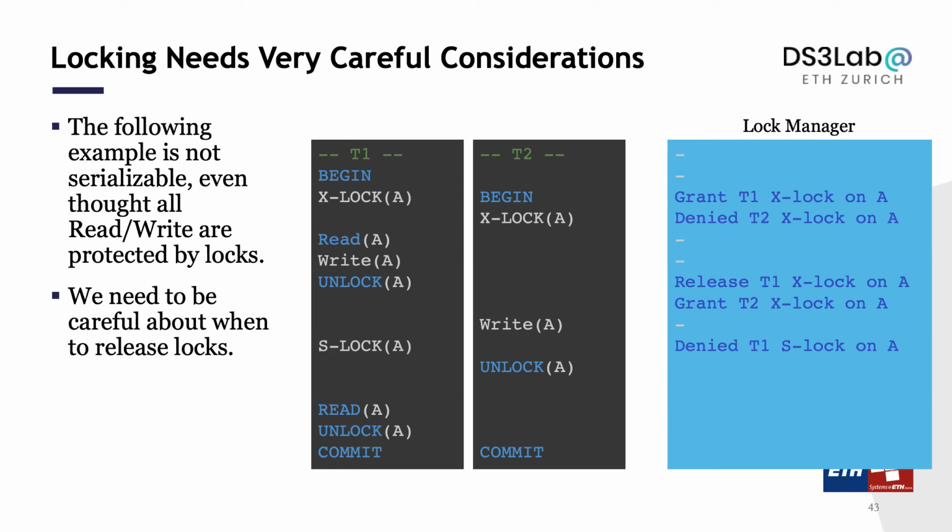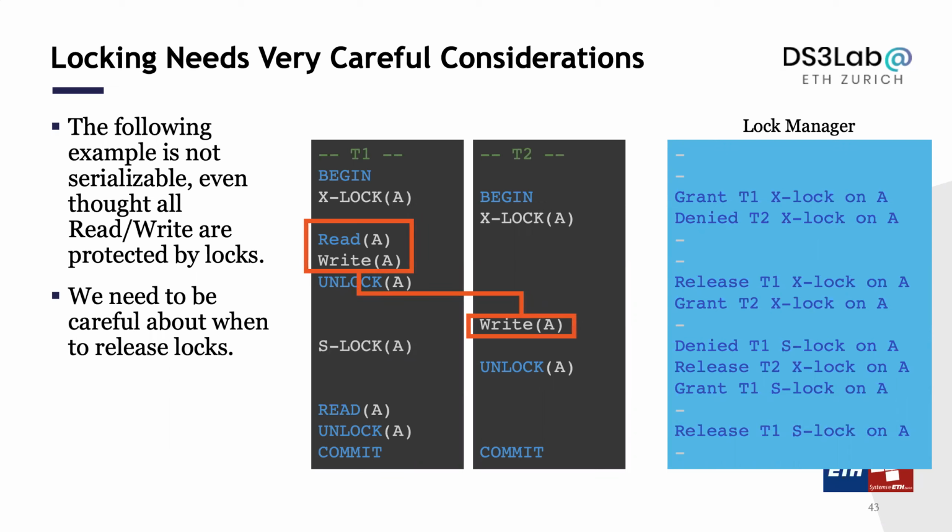And then T2 says, okay, I'm done. I unlock A. Then T1 gets the lock, it reads A, it unlocks A, both commit. So if you're not being careful, this is entirely possible, right? But if you think about it, this schedule is not conflict serializable.